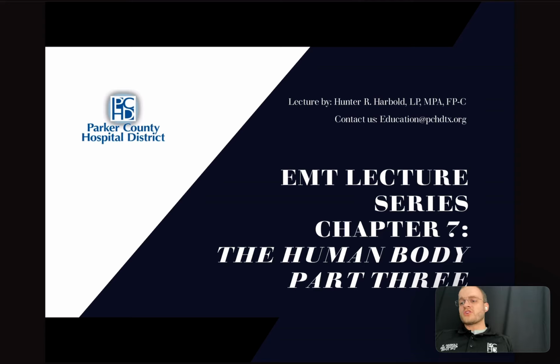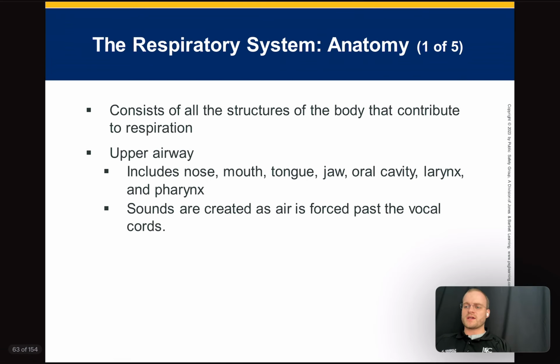All right, we'll go ahead and get started on part three. This is going to cover the respiratory system of chapter seven, the human body. This should be a little bit of a quicker one. I want to do respiratory and then jump into the cardiovascular blood chapter, and then we'll keep going. But I decided to split these up to make them a little bit more bite-sized.